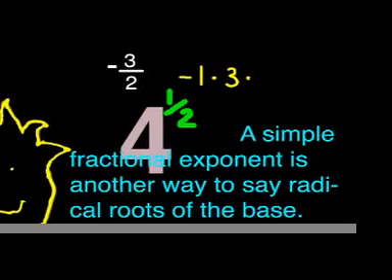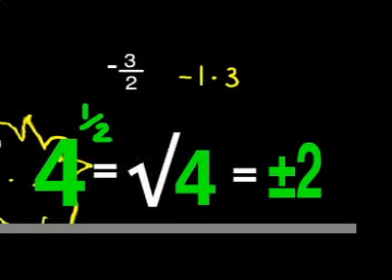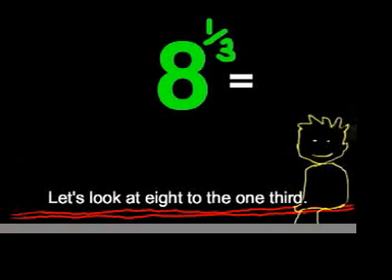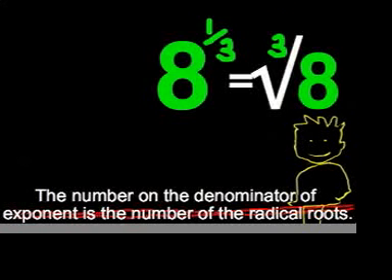A simple fractional exponent is another way to say radical root of the base. Don't forget, negative 2 times negative 2 is 4. Now let's look at 8 to the 1/3. The number in the denominator of the exponent is the number of the radical root.